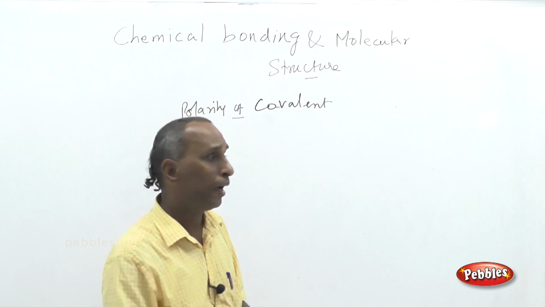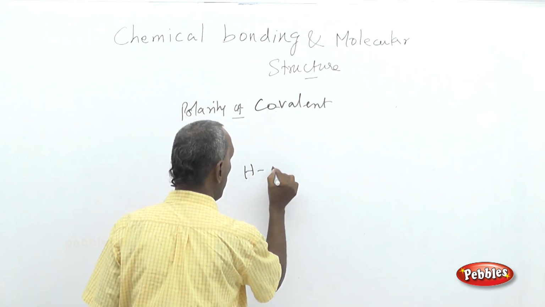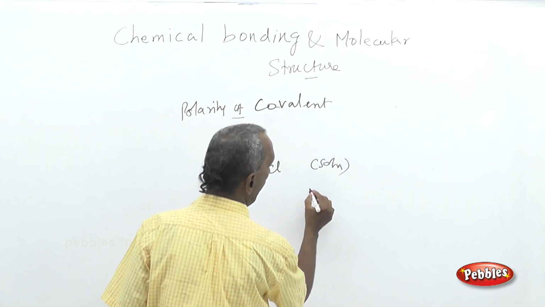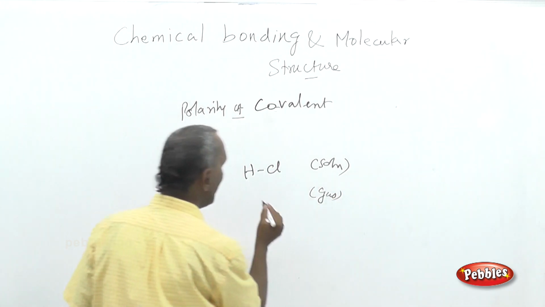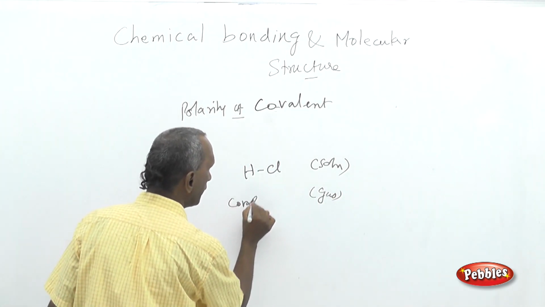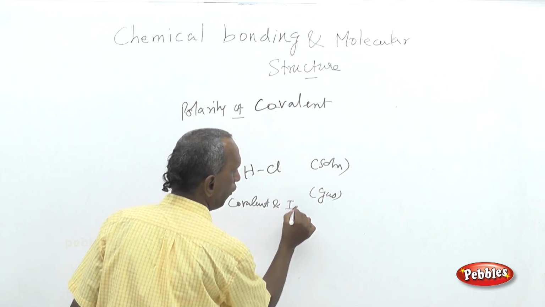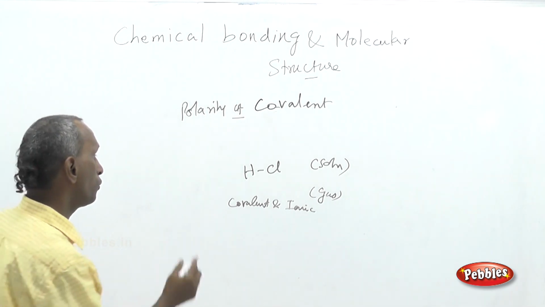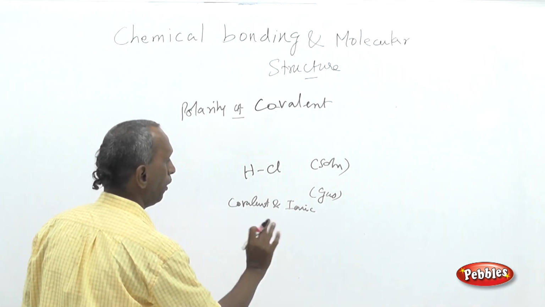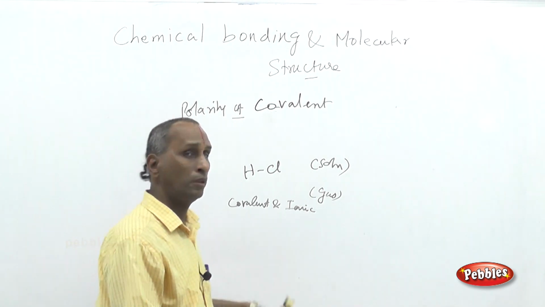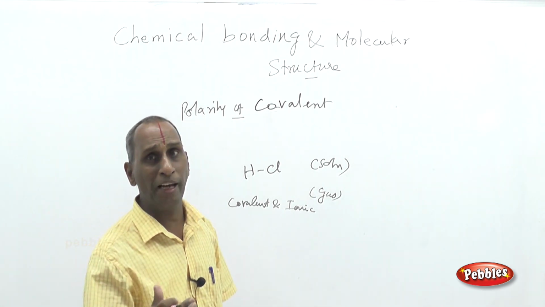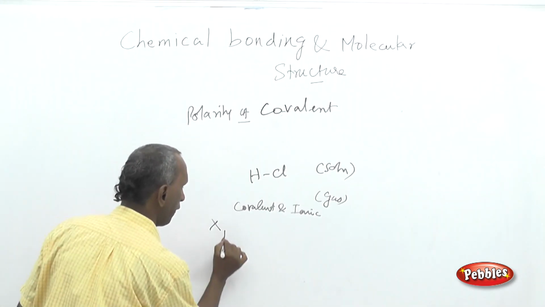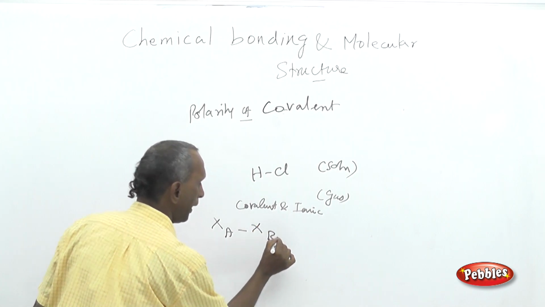The simplest example is hydrogen chloride. Hydrogen chloride is more ionic in the solution phase and more covalent in the gas phase. So there is a competition between covalent character and ionic character for HCl. This is called polarity of a covalent bond. If they are equally powerful, it will be neither ionic nor covalent. If one of them predominates, accordingly it will be more ionic or more covalent. For this they have given an empirical relation.